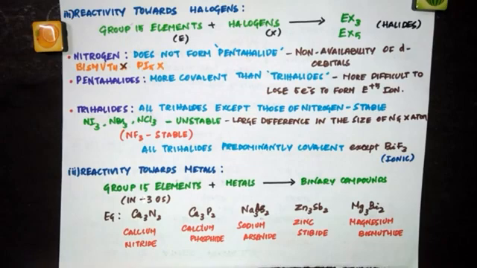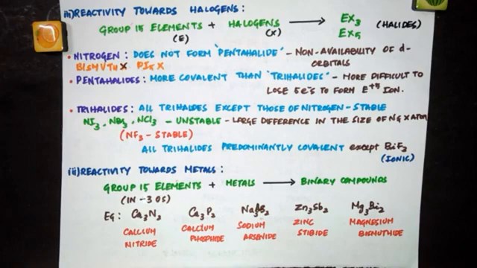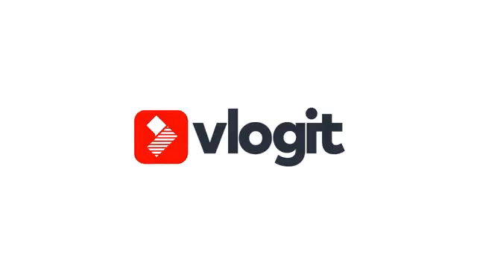So we are done with the chemical trends of group 15 elements. We have seen the reactivity towards hydrogen, oxygen, halogens, and towards metals. Read the textbook part so that you will have a clear picture about all these concepts. Thank you.